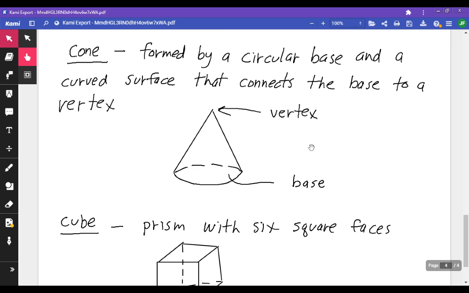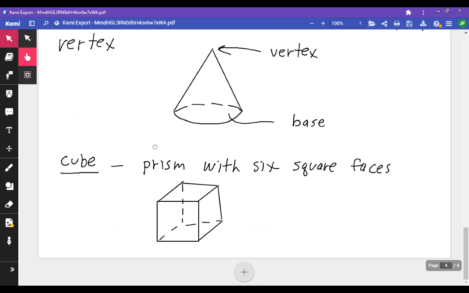A cone has a circular base. You can see that there, and a curved surface which connects the base to a vertex. So the vertex is on top. And another shape that you're probably familiar with is a cube. So a cube is a prism with six square faces. So you see a cube there.